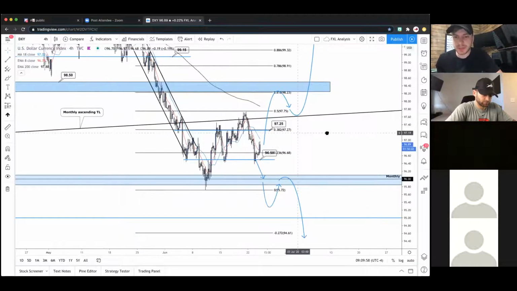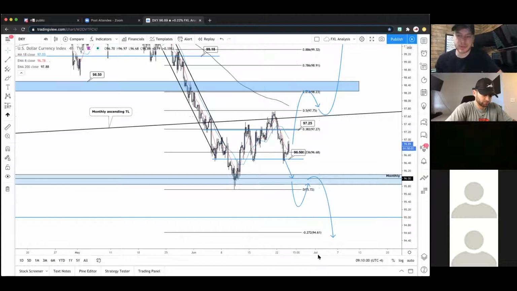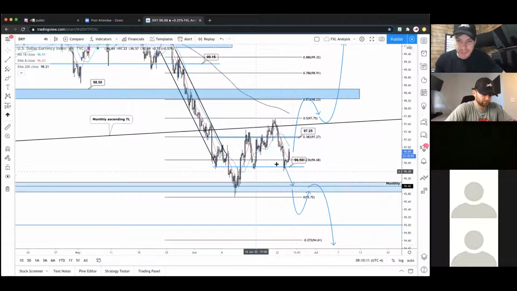So we really want to see a break to the upside or a break to the downside, for us to get a better idea of what's going to happen with DXY. Where is it going to go? We're kind of trapped in this range. We need to see something significant happen. So it did bounce from 96.5.